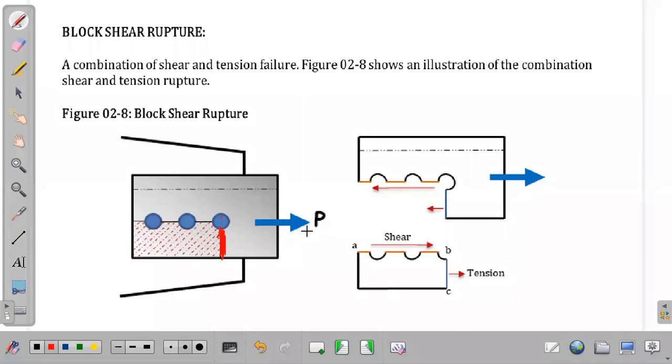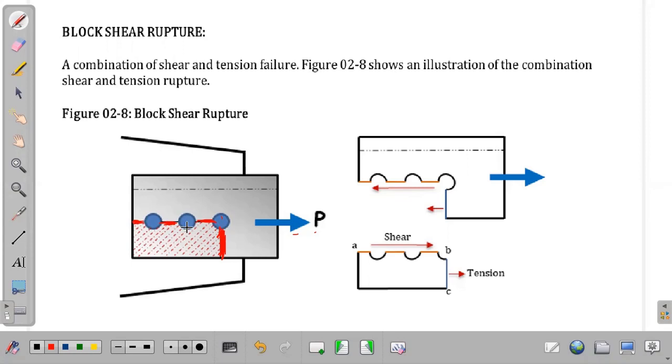Okay? That is the area perpendicular to the direction of our load, tension. Okay? And then, for our shear, the area that is parallel to the direction of our load, that is our shear. So, this is our shear. So, we will get the shear area there. Okay? So, that is the shear.